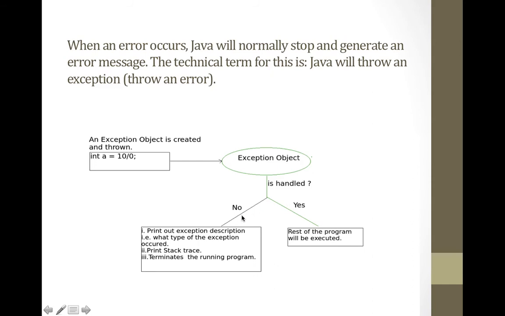If we do not handle the exception generated, your program will print out the exception description and terminate the normal execution of the program. No more lines of code will be executed after an exception occurs.